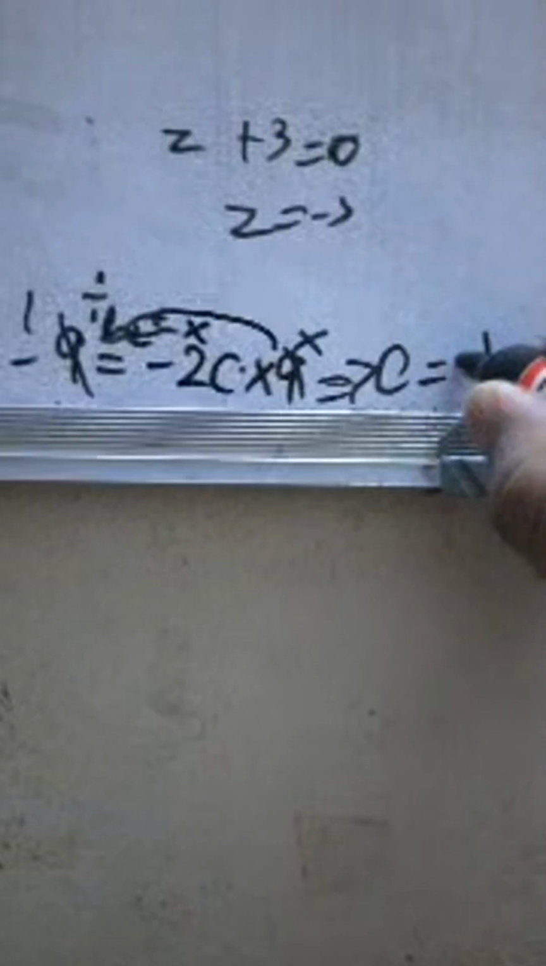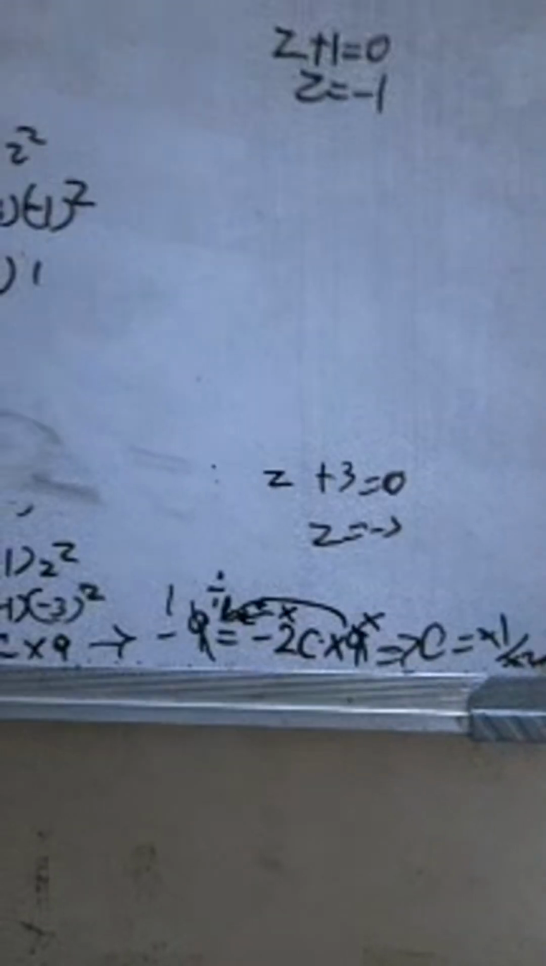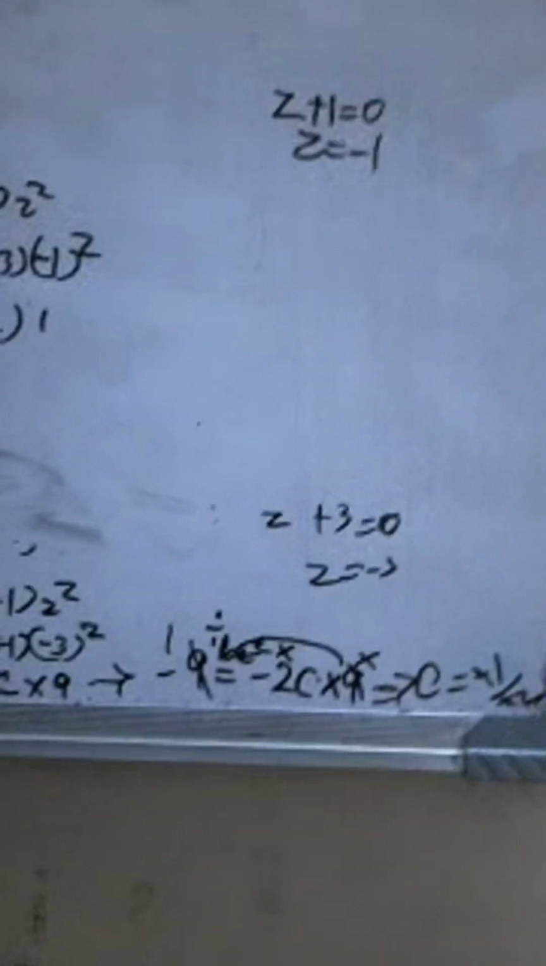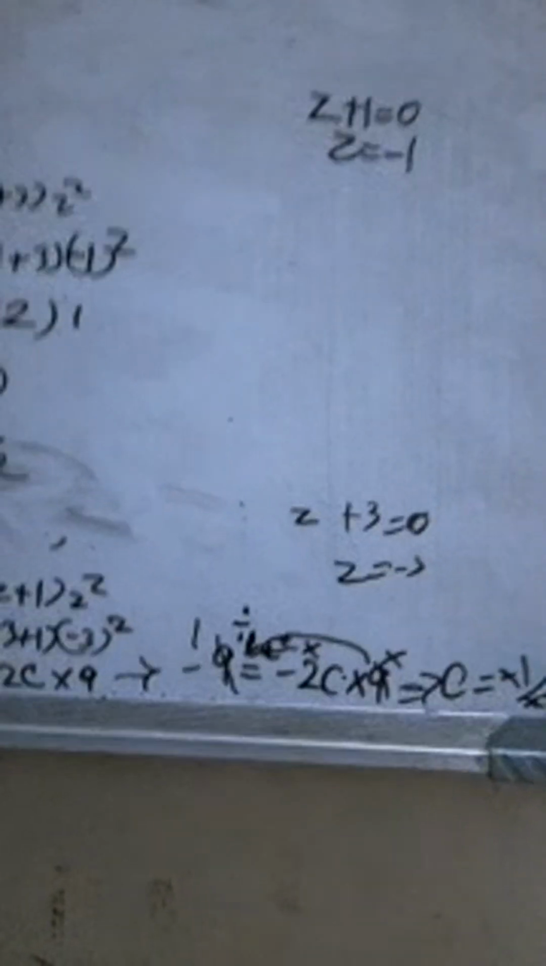Now this minus 1 is here in multiplication, so it would go in division, right? Then C is equal to minus 1 by minus 2, then it would be 1 by 2, right? That's how we do it. So we found B, C, D.